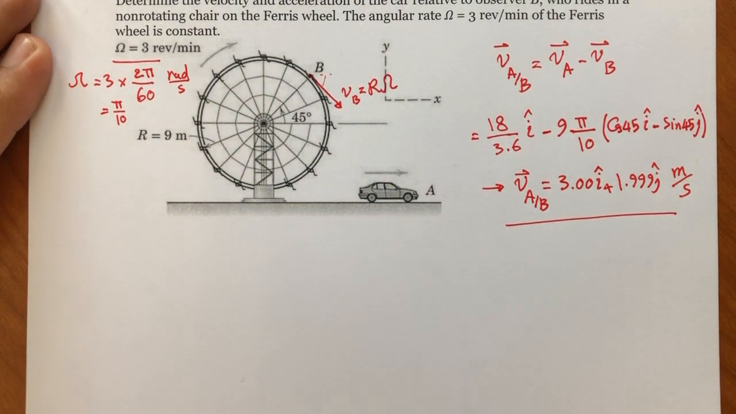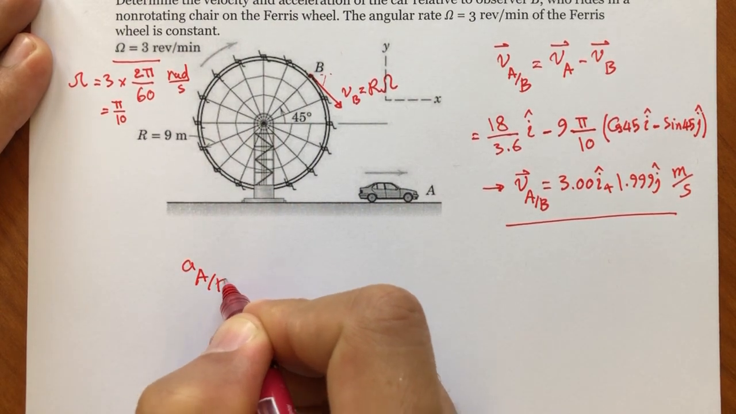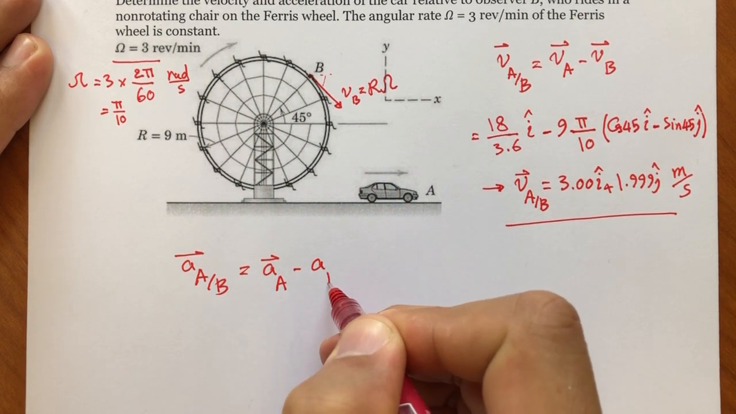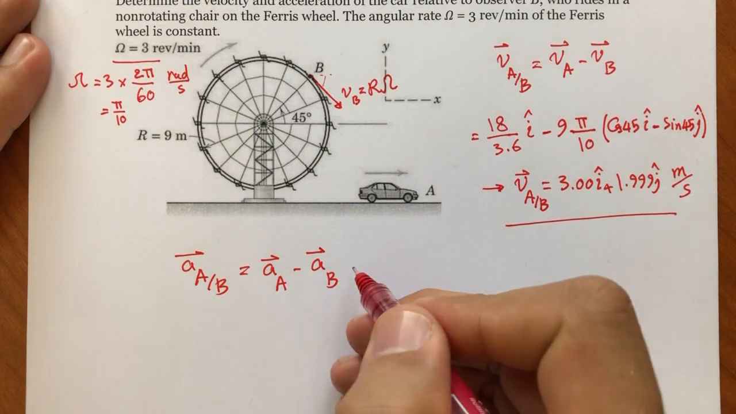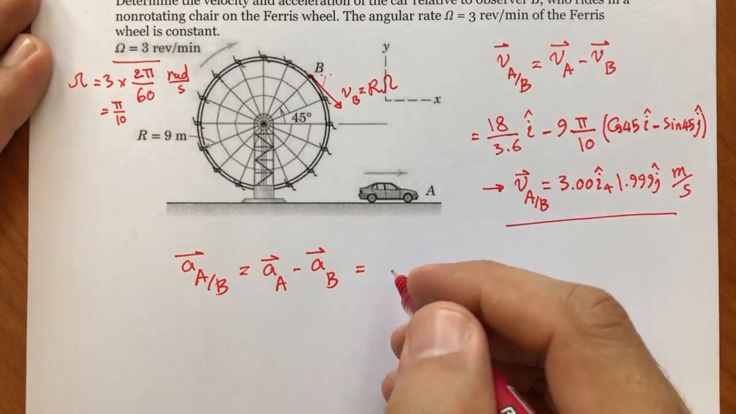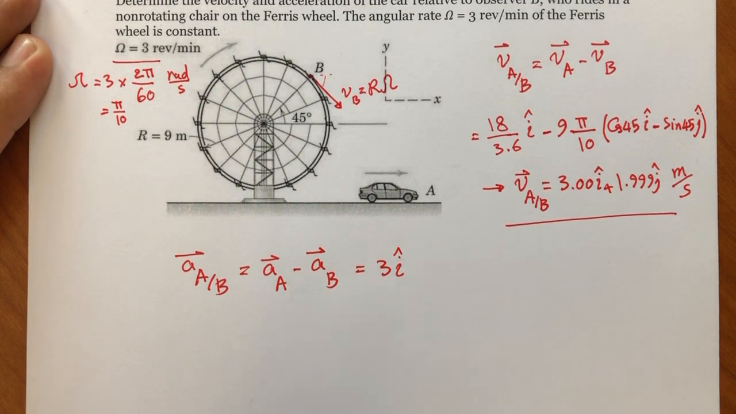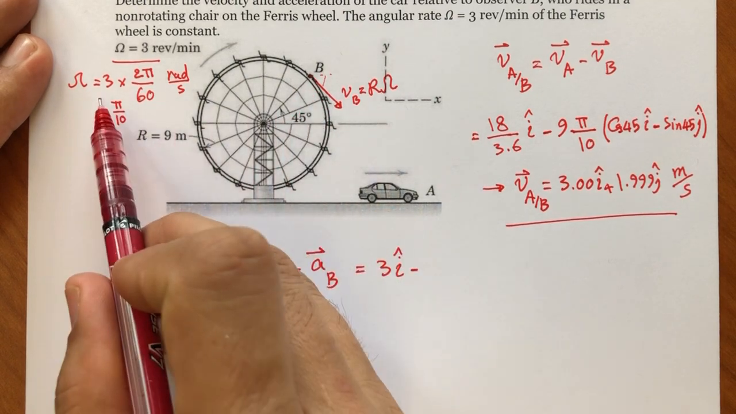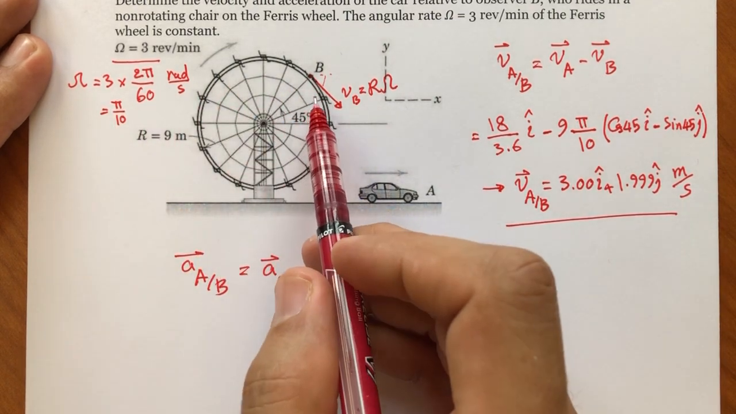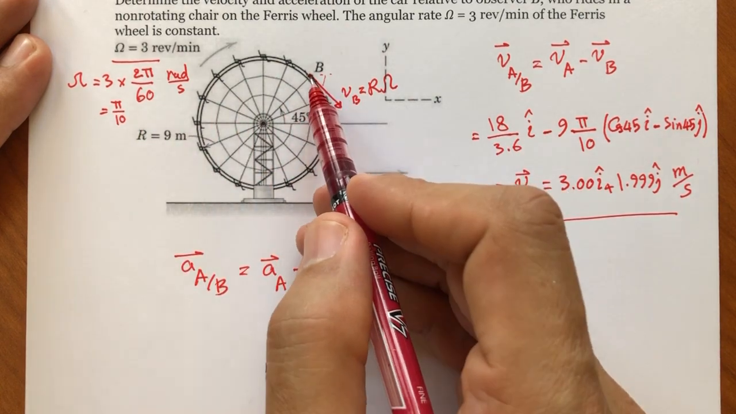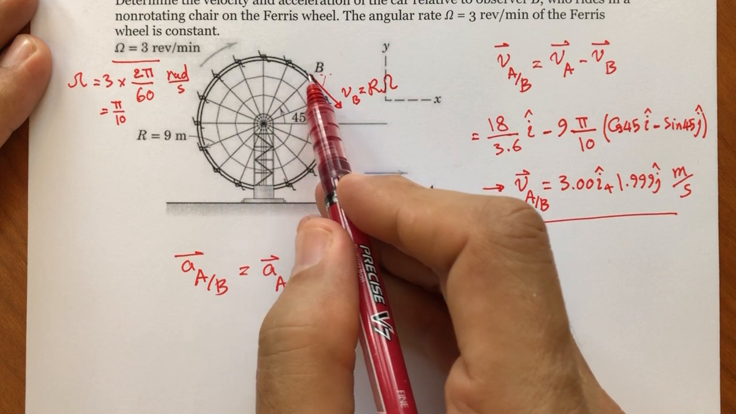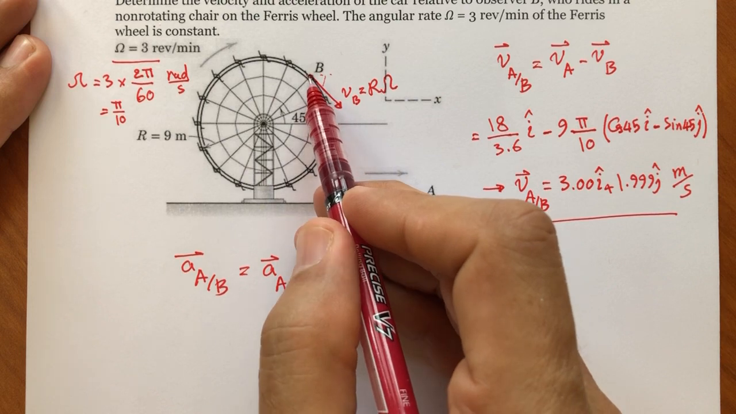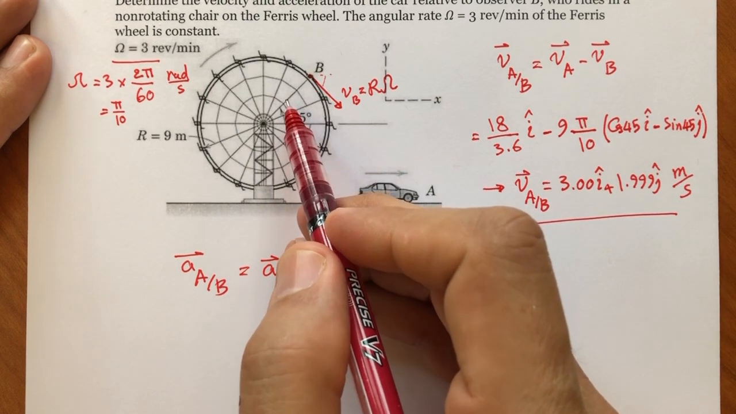For acceleration, we have the same process. Acceleration of A with respect to B is equal to acceleration of A, which is given, minus acceleration of B, which we need to calculate. Acceleration of A is 3 meter per second squared, all in the x direction, minus acceleration of B. The speed of B is constant because the angular velocity is constant. It's not changing. But whenever you have a point which is moving on a curve, here it's a circle, we are going to have two accelerations: acceleration in the tangential direction and acceleration in the normal direction, just to remind you.